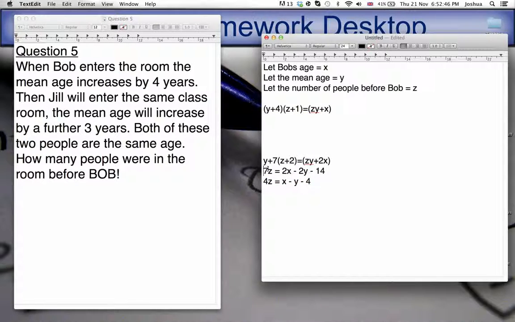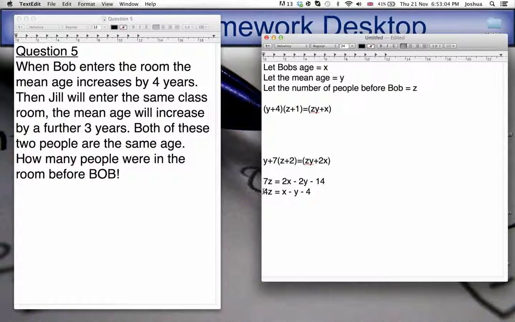Now, how on earth are we going to make Z? How are we going to get Z? How many people were there before Bob? This is interesting, guys, because we need... Do you see it, guys?